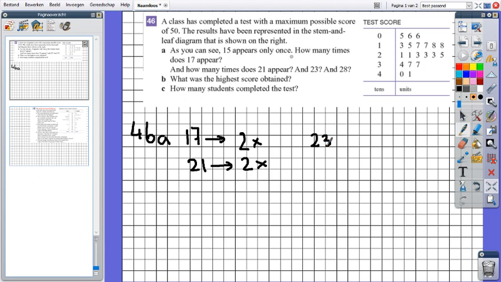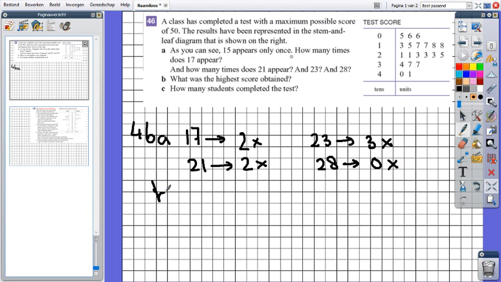Well, they also ask you to take a look at 23. Well, 23 again, the 2, and this time the 3 appears 3 times. So 23 is represented 3 times, and at last 28, and again this is a trick question, because if you're going to take a look at the tens 2, there isn't any unit of 8. So 28 in this case appears 0 times, doesn't appear at all.